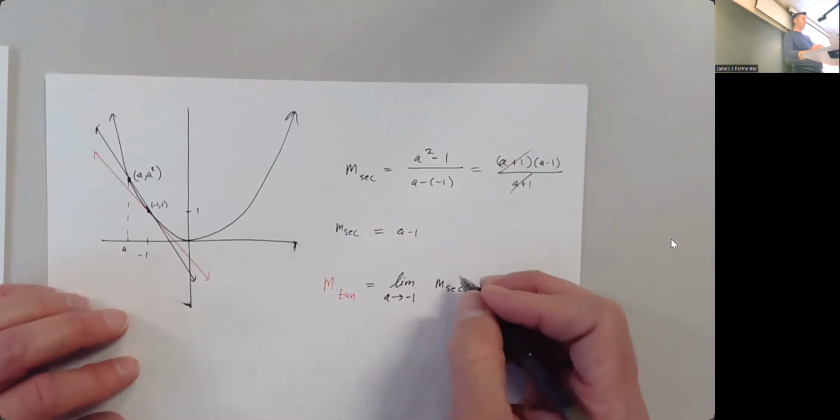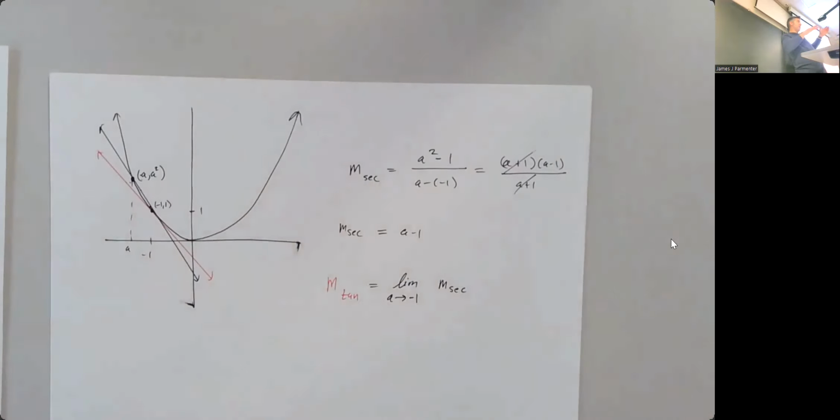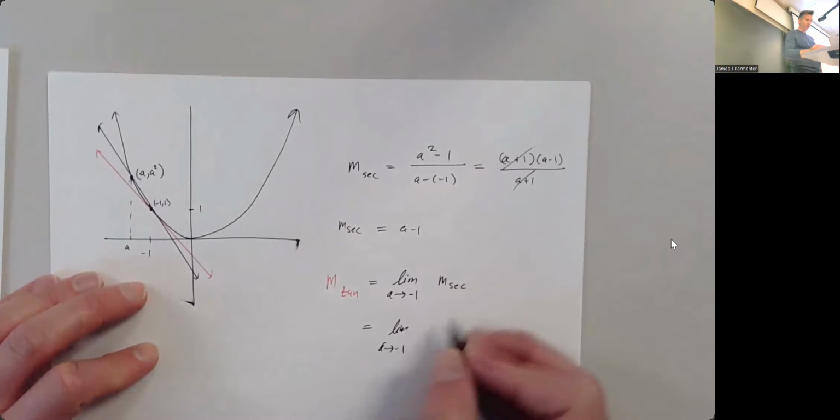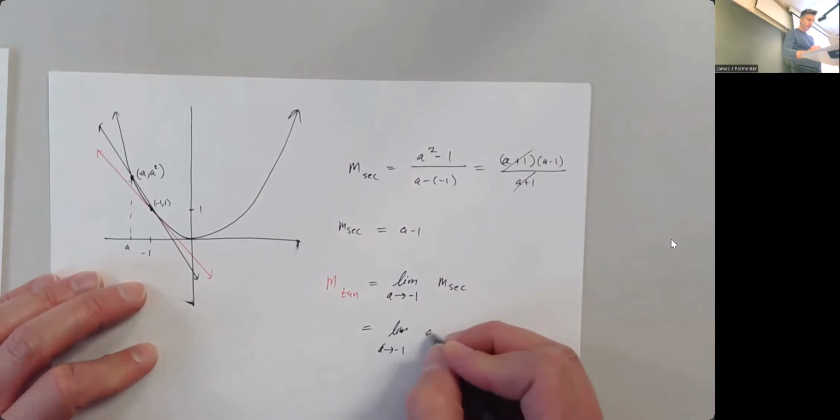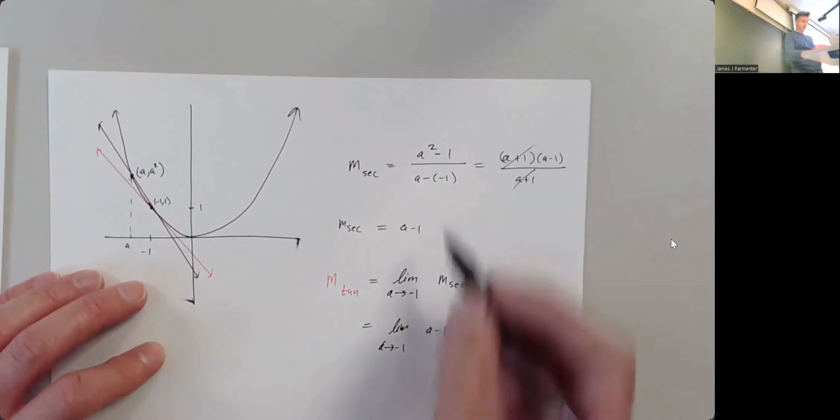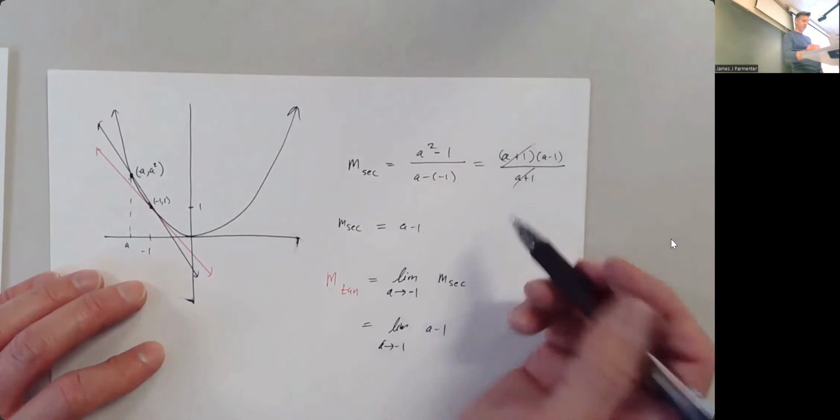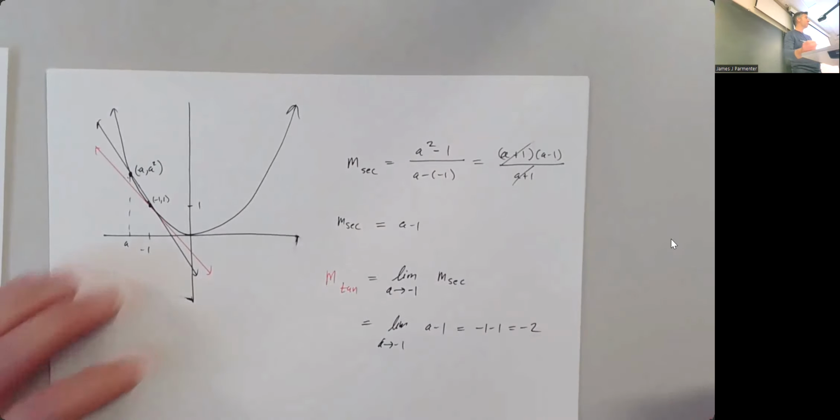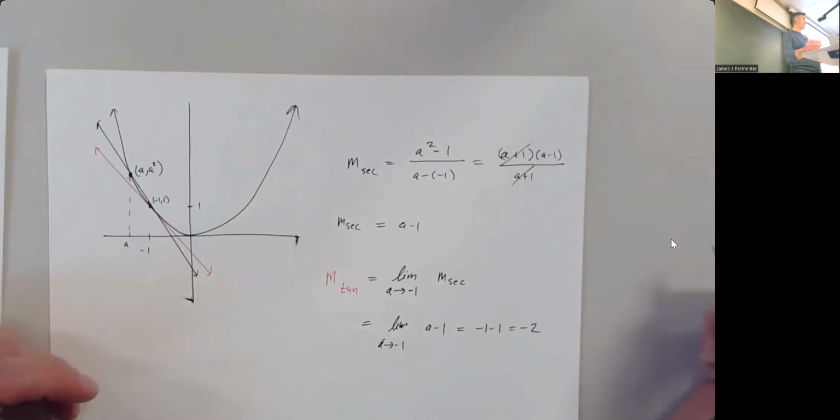I'm just letting that point move closer, and the secant line gets closer and closer to actually being the tangent line. And when those 2 points are super close to each other, the secant line is practically the same as the tangent line, and the slope is practically the same. So we can take the limit of this and look what's going to happen. We're going to get the limit as A approaches -1 of A minus 1, because I've simplified this already as A minus 1. And then when I plug in -1, I get -1 minus 1, which is -2. And that's the slope of our tangent line.